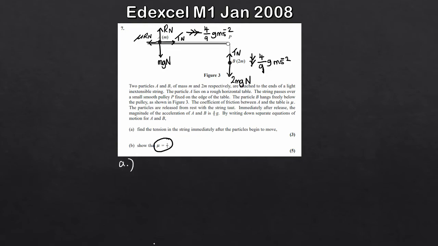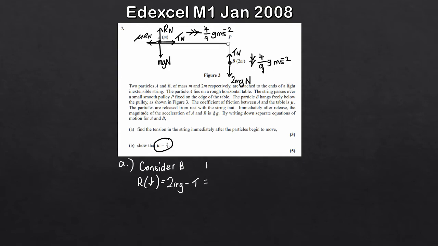So let's consider B then. We don't have to deal with the effects of friction. If we consider B, motion's going down, the particle descends. So in that case, I'm resolving downwards like so. The weight would be 2mg minus the tension T.